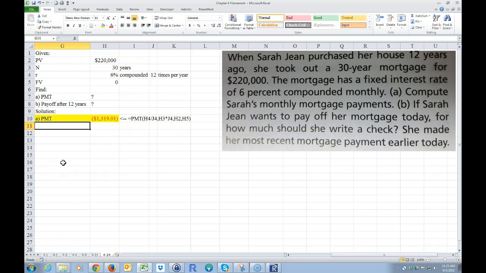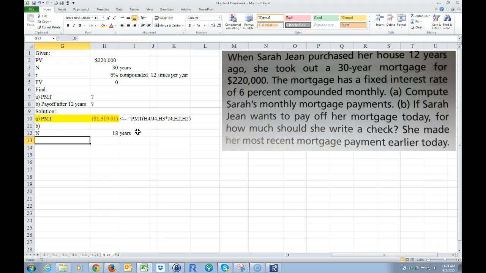All right. So for part B, if you think about it, 12 years, how many years are left? For part B, I'm just going to delete this. Since you're starting on your 13th year, you go 30 minus 12. How many years do you have left? So this equals 30 minus 12. So there's 18 years left.